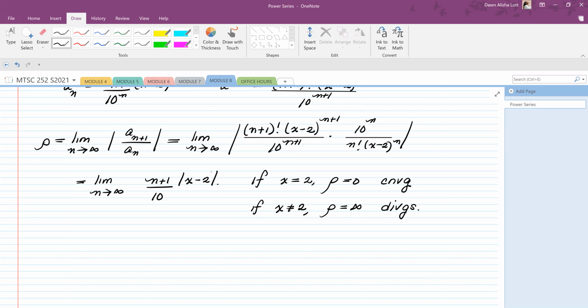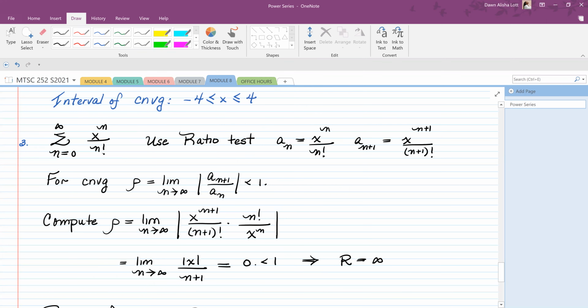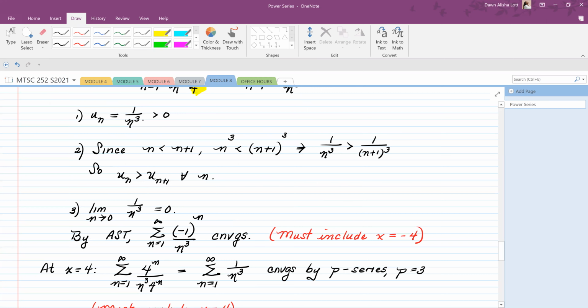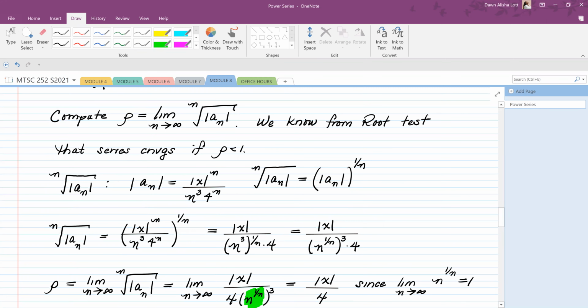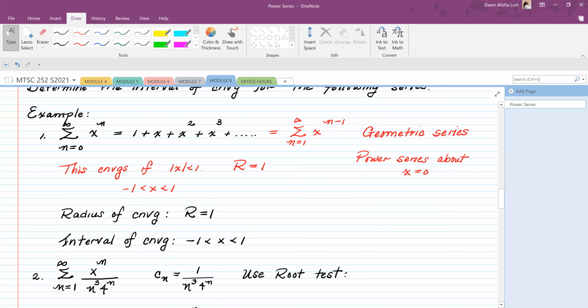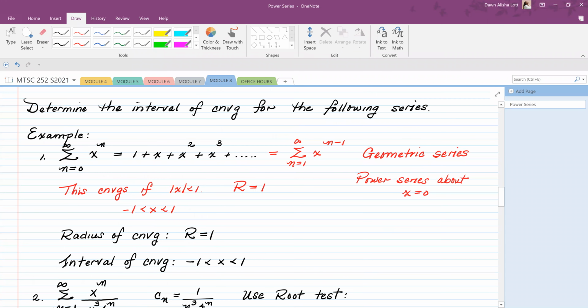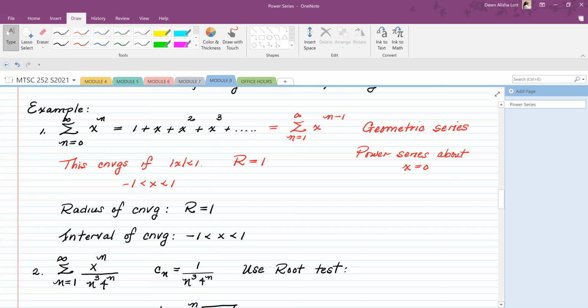Okay, so we've seen a couple of different things here. The first one, because it was the exact geometric series, we knew what the radius of convergence was, and we know it doesn't converge at 1 and minus 1. I think I have chat. Okay, good.